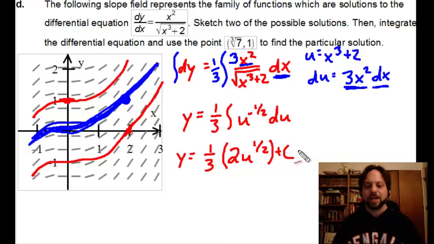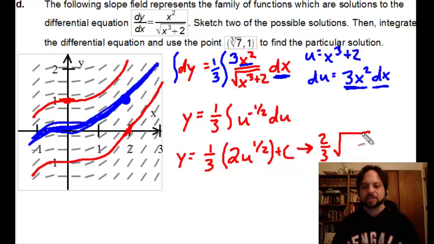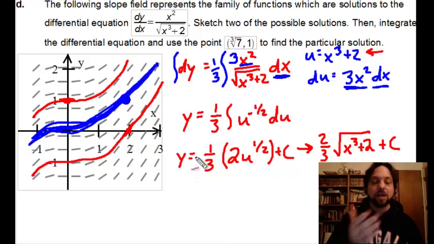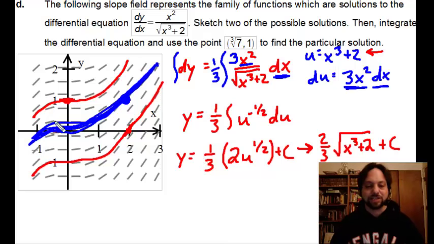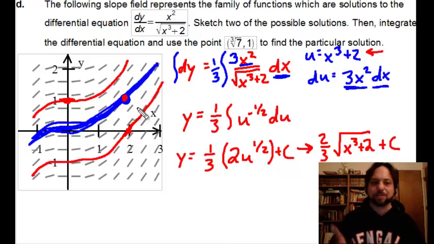So let me go ahead and rewrite this in terms of x. And here's what I'm going to have. 2/3 times the square root of u. There's u right there. So that'll be x cubed plus 2, and then my plus c. Am I done? Can I type this function into my calculator and get a graph that looks like this passing through this point right here? Well, of course not, because of that plus c.